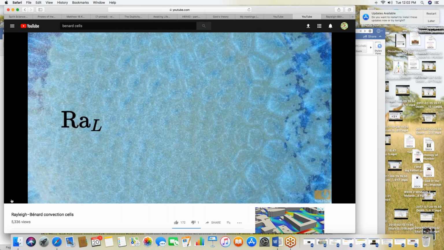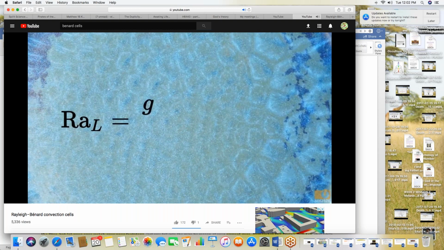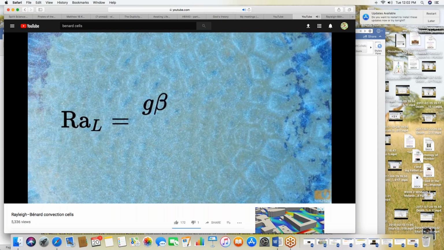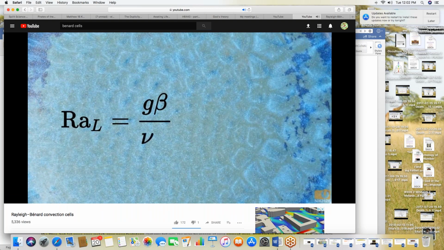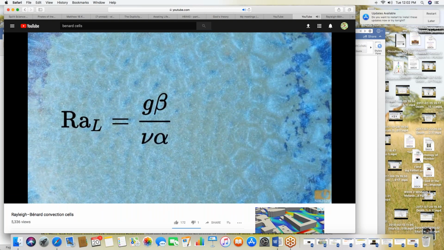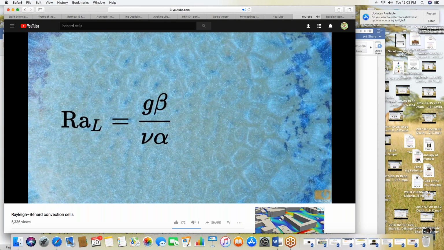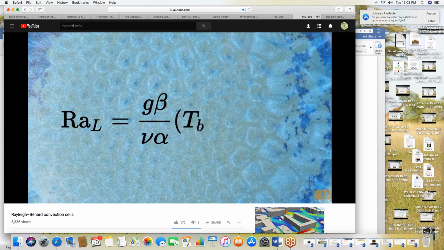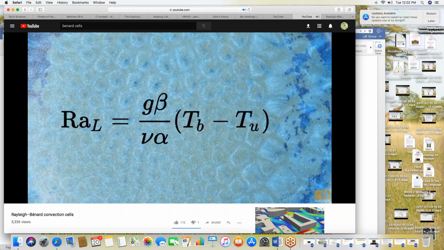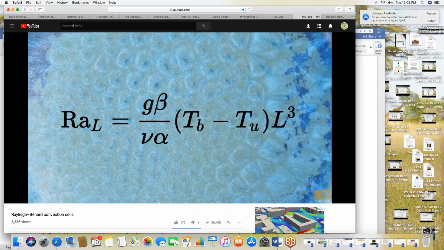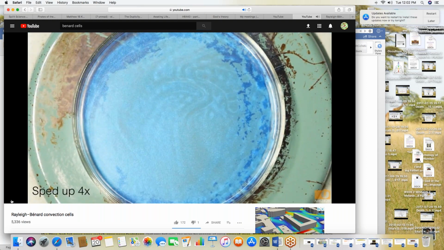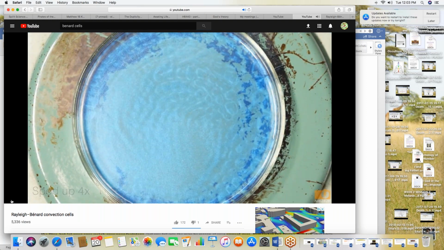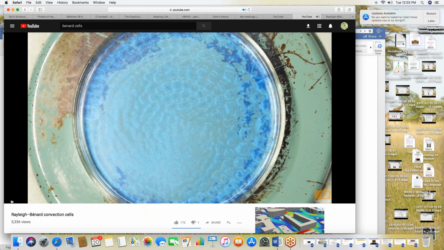Non-dimensional. The Rayleigh number is the acceleration due to gravity times the thermal expansion coefficient of the oil divided by the viscosity of the oil times the thermal conductivity of the oil. All of this is multiplied by the temperature difference from the bottom of the container to the top, multiplied by the cube of the height of the liquid column. When the Rayleigh number for the system reaches 1708, it becomes unstable, and Bernard cells can form.